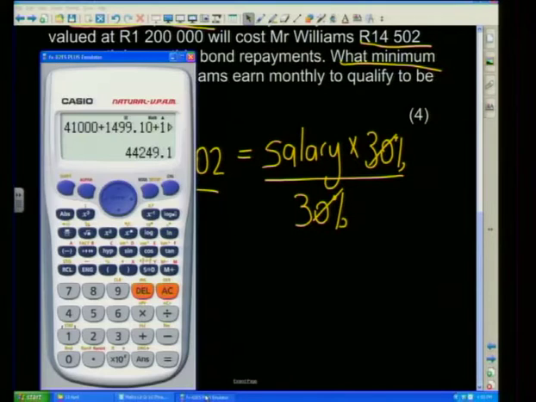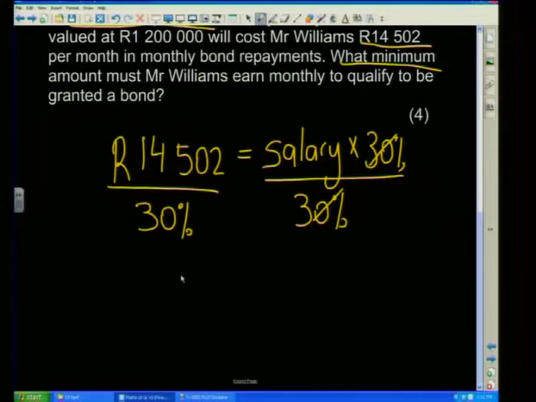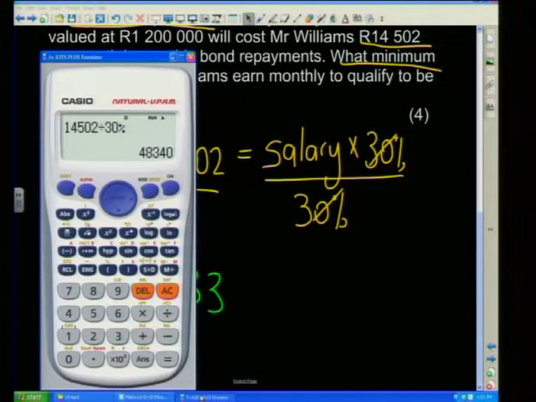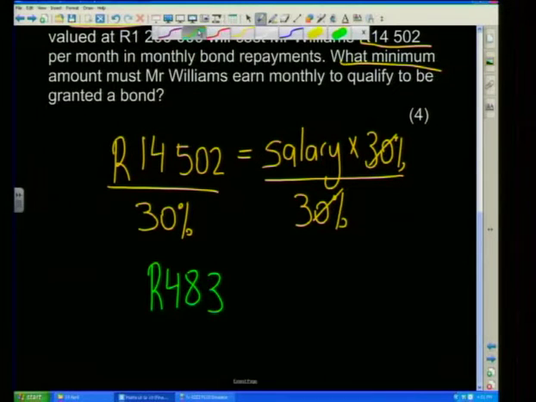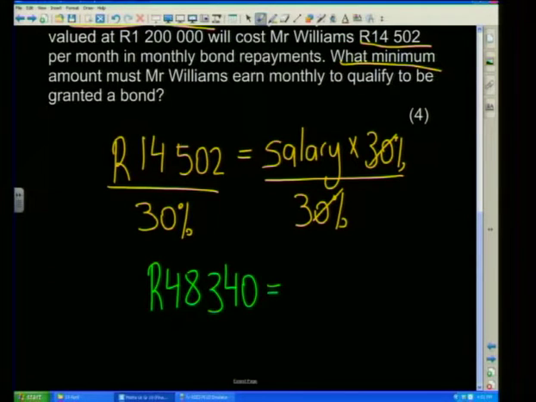And this I can do on my calculator. So let's take our calculator. His amount for his bond was 14,502. I'm going to divide that by 30%. And I get an answer of 48,340 Rand. So let's write that in, 48340. So that is equal to his salary.